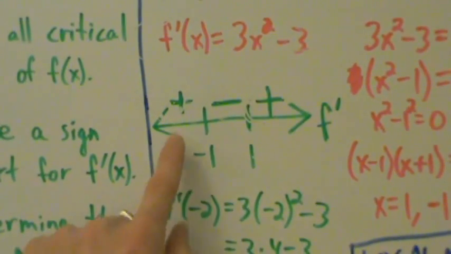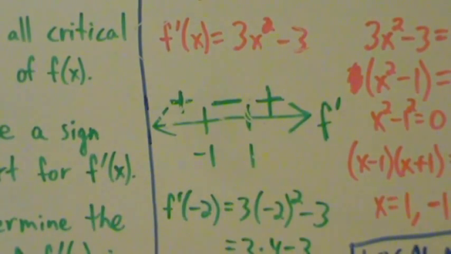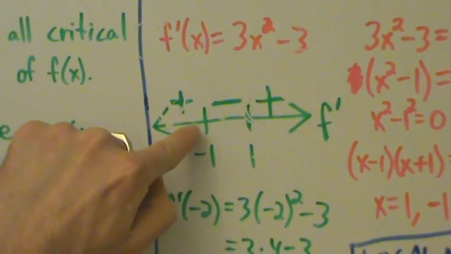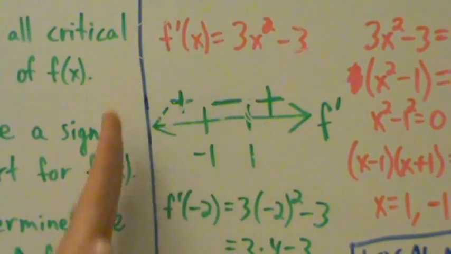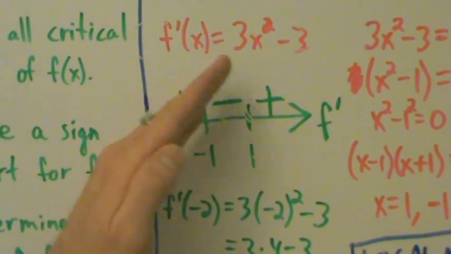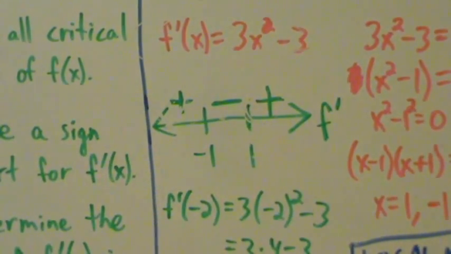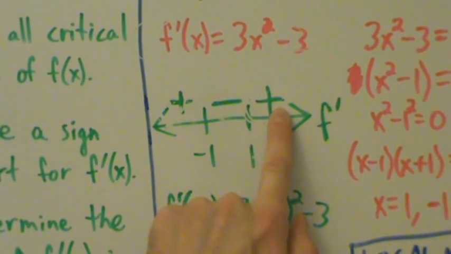Remember, positive derivative means increasing function. Negative derivative means decreasing function. So what does this really mean? This means that the original function f increases until x gets to negative 1, then starts decreasing. So it increases then decreases, meaning it went through a local max. And here the function decreases and then increases again, so it went through a local min. The function is increasing, decreasing, increasing, because the derivative is positive, negative, positive.